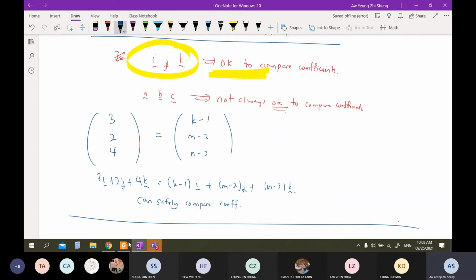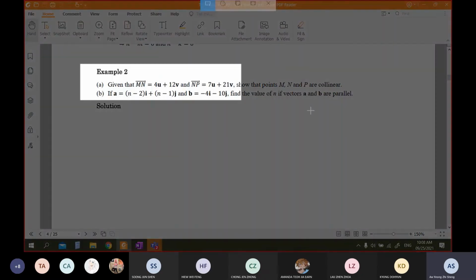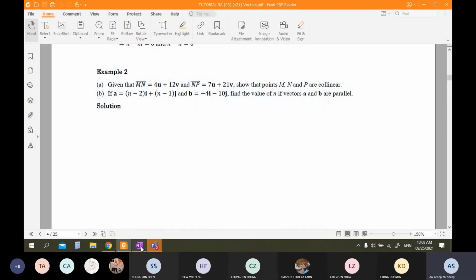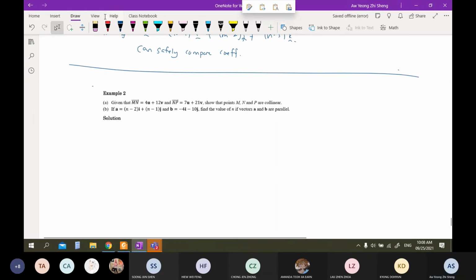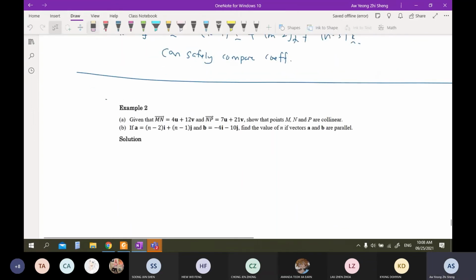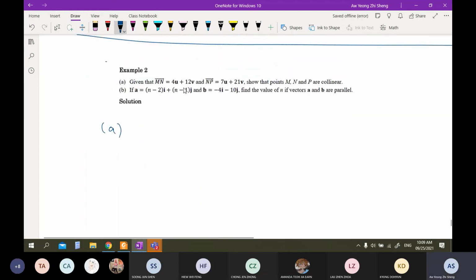Now let's continue with example 2 here, just a very quick practice on how to prove that points are collinear. Given that MN is equal to this, u and v are just some random vectors. Show that M, N and P are collinear.